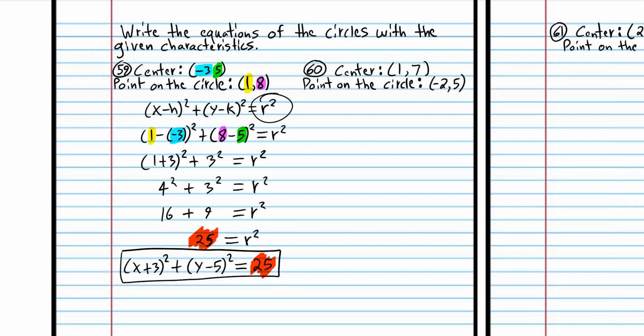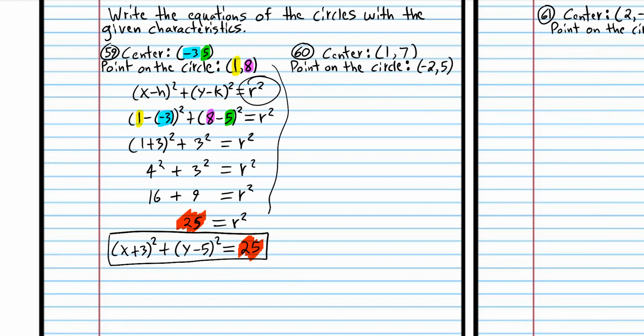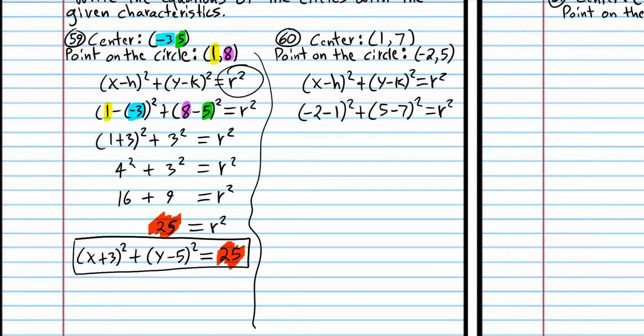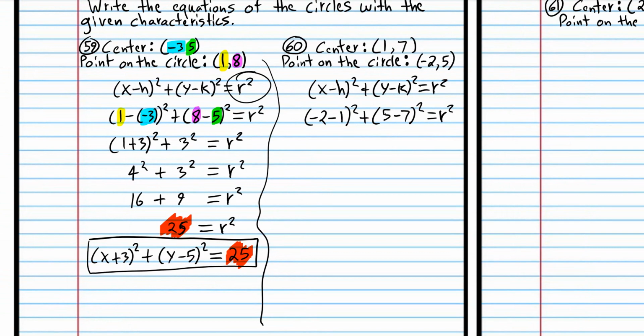All right, so let's try number 60. We have center 1, 7. So we're going to plug in the 1. Now for x, we're going to plug in -2. And h is going to be 1. I don't need parentheses there. Y is going to be 5, and the center is going to be 7. And we can just find r.